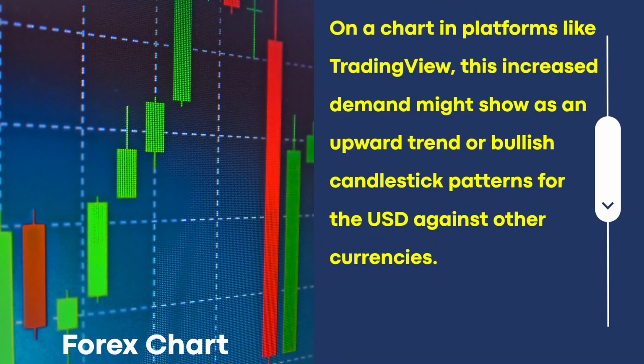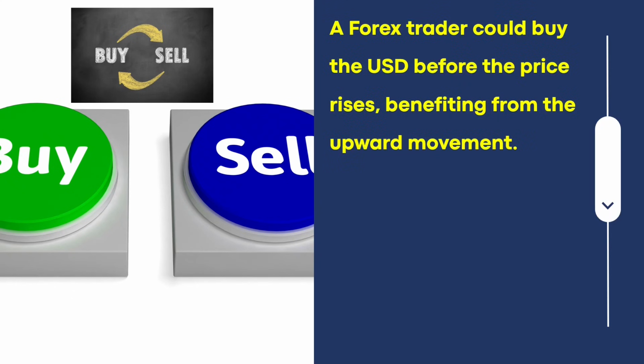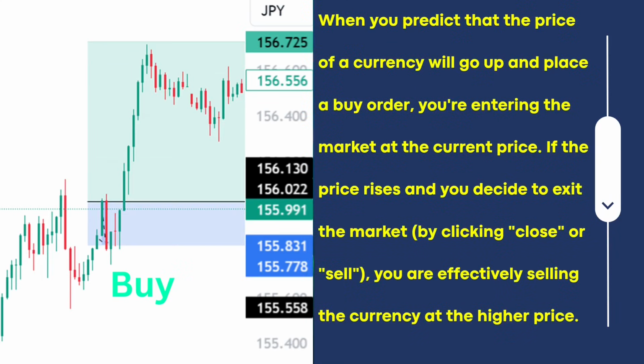On a chart in platforms like TradingView, this increased demand might show as an upward trend or bullish candlestick patterns for the USD against the other currencies. A forex trader could buy the USD before the price rises, benefiting from the upward movement. When you predict that the price of a currency will go up and place a buy order, you are entering the market at the current price. If the price rises and you decide to exit the market by clicking close or sell, you are effectively selling the currency at the higher price.